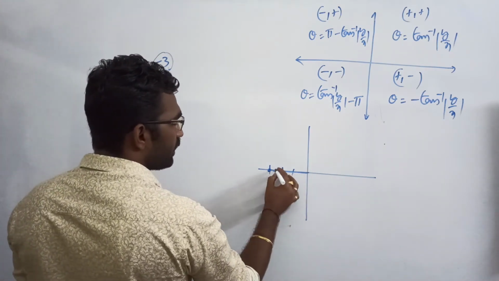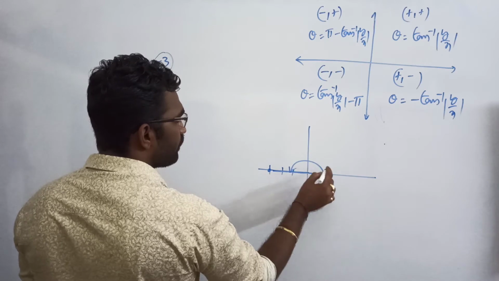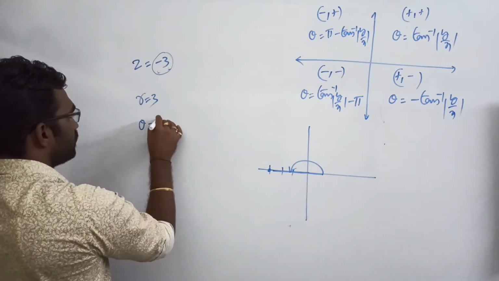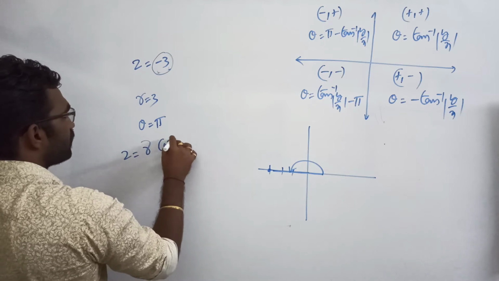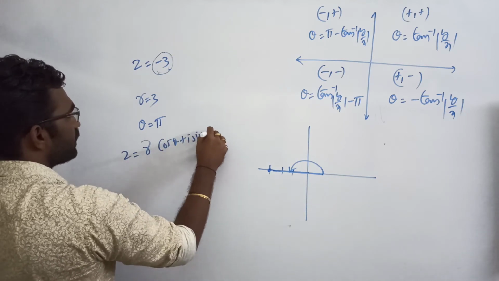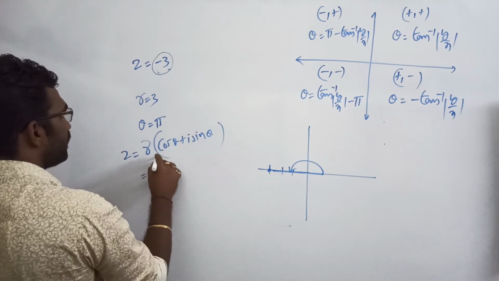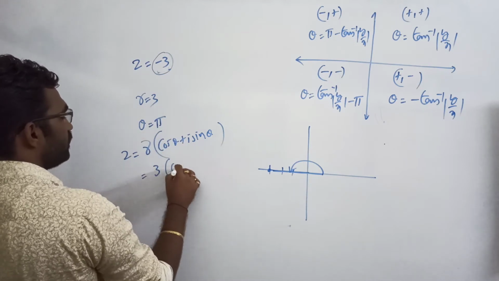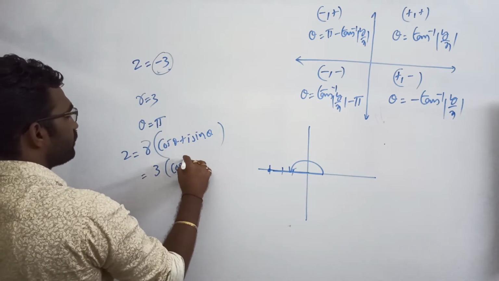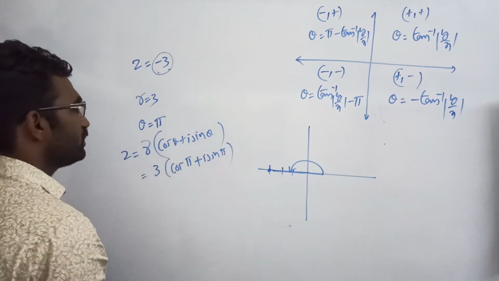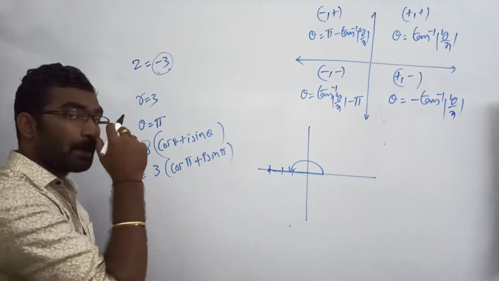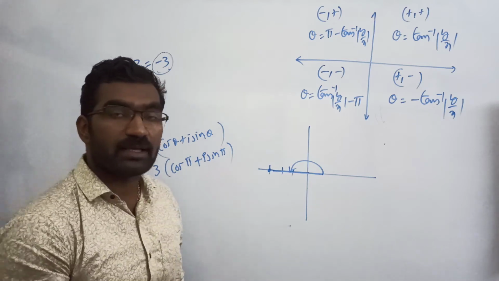What is the angle with the x-axis? This is pi. Therefore theta is equal to pi, 180 degrees. Therefore z equals r cos theta plus i sin theta. That is nothing but 3 times cos pi plus i sin pi. This is how we find the polar form of the given real numbers.